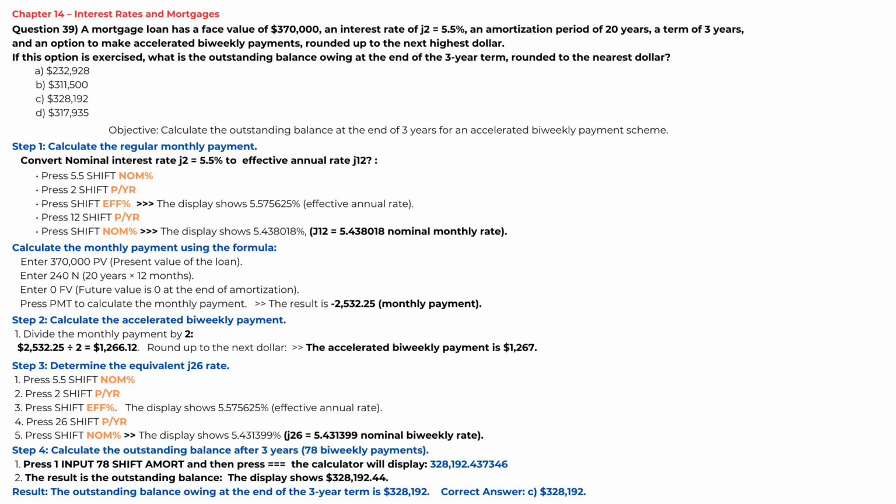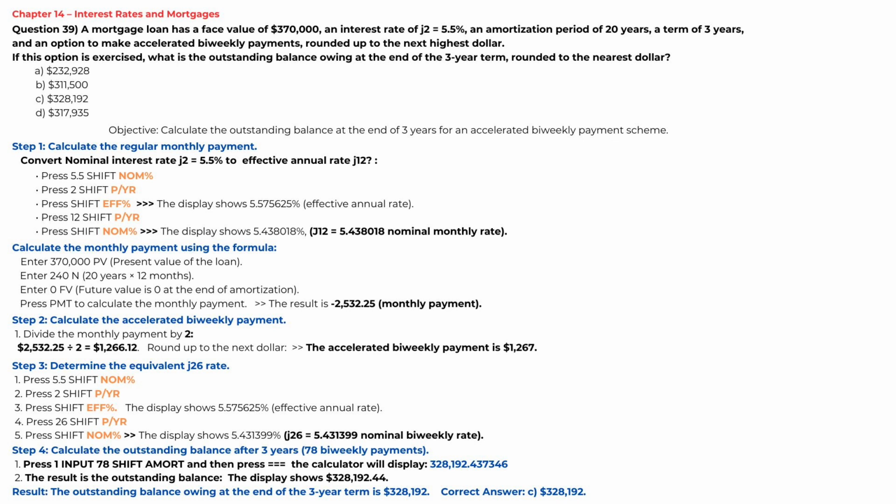Step 1. Convert nominal interest rate J2 equals 5.5% to the J12 rate. Press 5.5 Shift NOM. Press 2 Shift P/YR. Press Shift Effective. The display shows 5.75625% effective annual rate. Press 12 Shift P/YR. Press Shift NOM. The display shows 5.43818%. J12 equals 5.438018 nominal monthly rate.